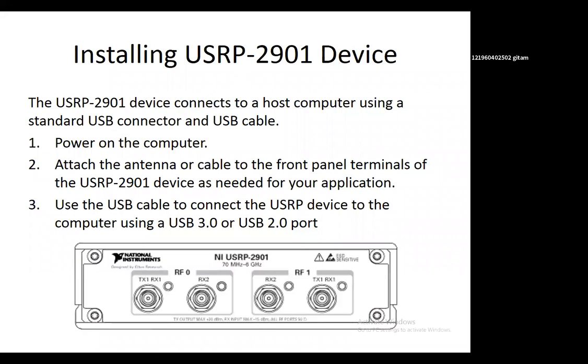Suppose we need to use transmitter one, or TX1, as our transmitter and RX2 as our receiver. So we have to attach the antenna to those ports. To interface with the computer, we need to connect the USB cable to your host computer's USB 3.0 or 2.0 port.